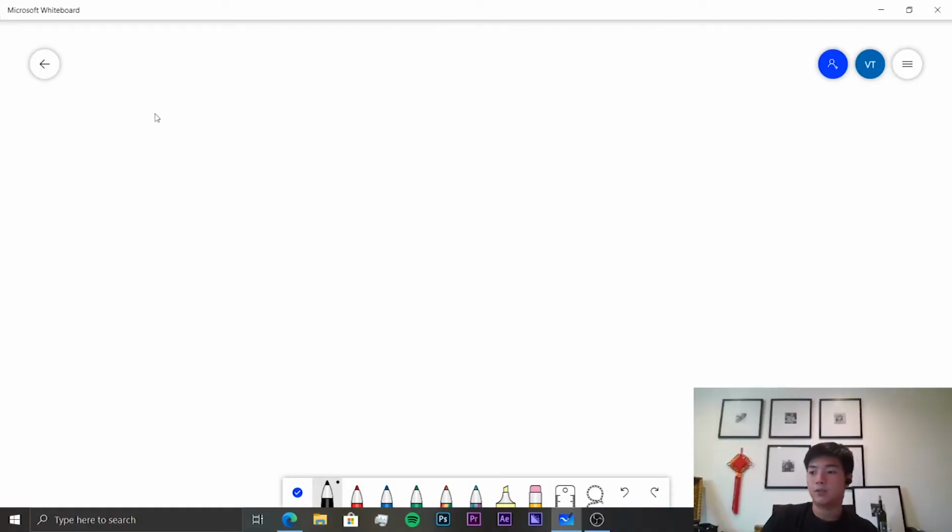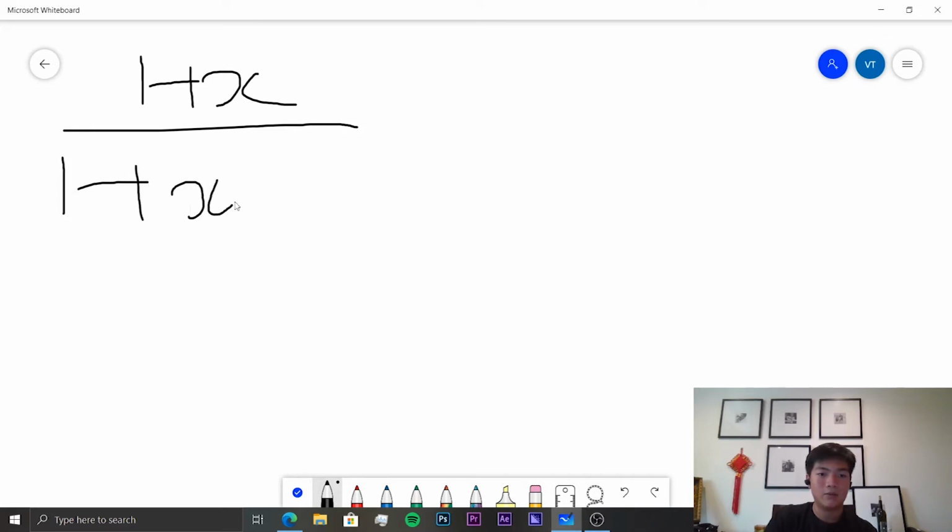So what is a partial fraction? Decomposing a fraction into partial fractions is when we have a rational fraction, say like 1 plus x over 1 plus x squared. Actually, that's a pretty bad example. I would go 1 plus x over 1 plus 2x plus x squared. And we need to decompose it into smaller fractions.